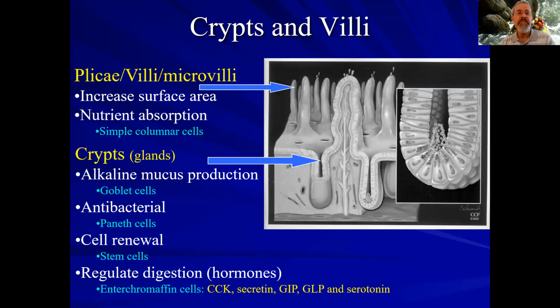All right, let's take a closer look at the plicae, villi and microvilli. Like I mentioned, the importance of all of these is that they greatly increase the surface area, important for nutrient absorption. The cell type we find here, which is really the same as the cell we find in the stomach pits, are simple columnar. And you might hopefully remember from anatomy that simple columnar is important to maximize secretion and absorption.